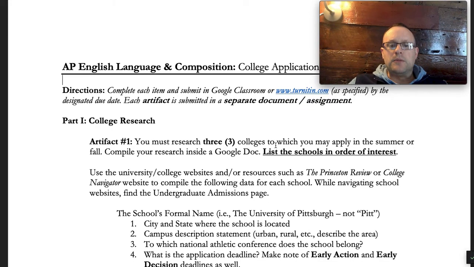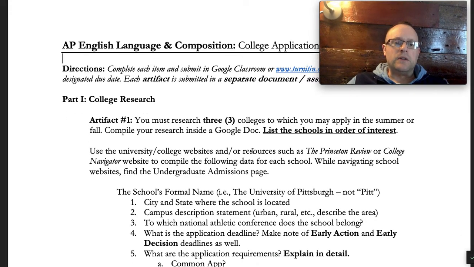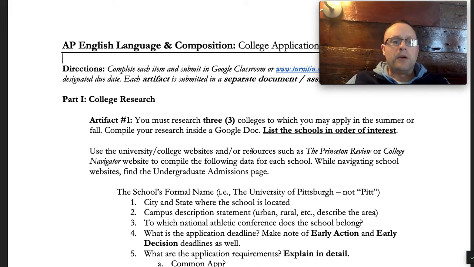Basically, your project is going to be made up of 5 different artifacts that we're going to be doing. And I've broken this down into 3 different parts. Part number 1 is going to be the college research. And so this is really the order in which we're going to go about setting this up.